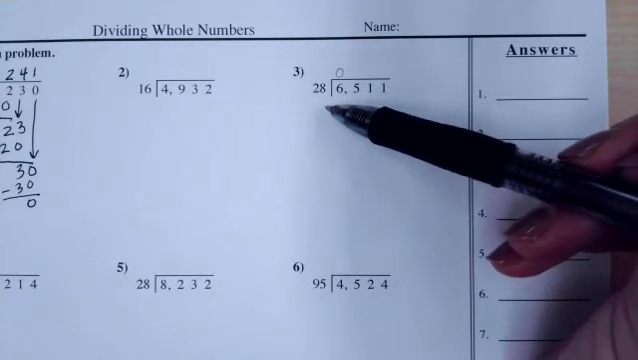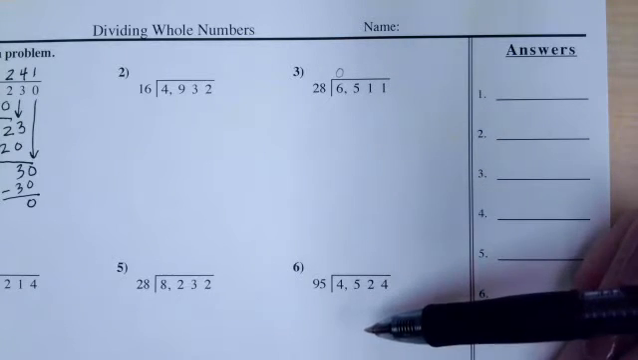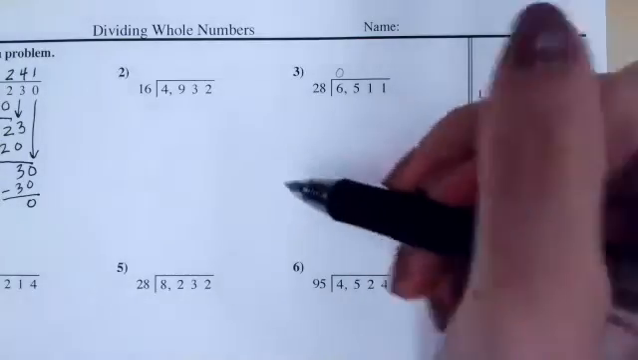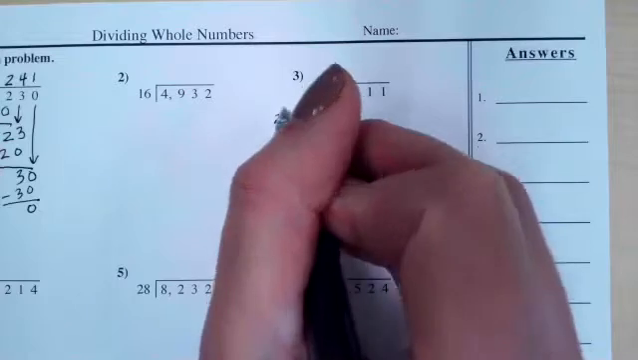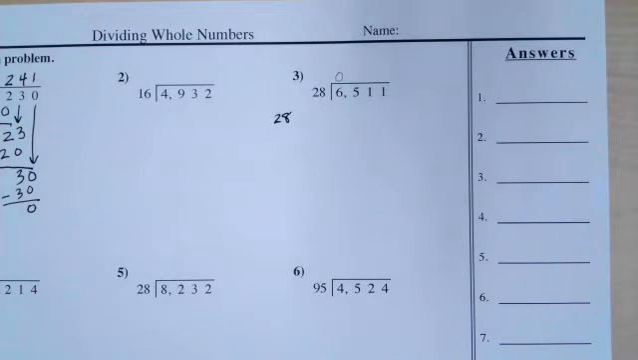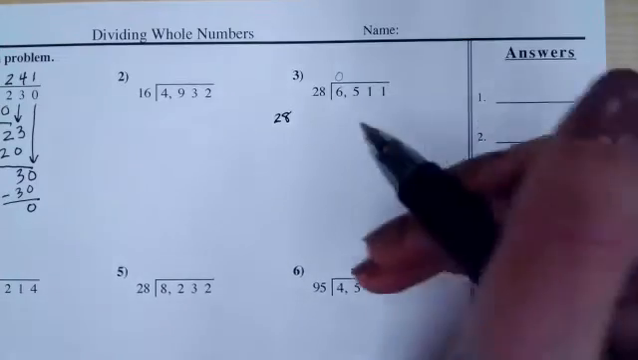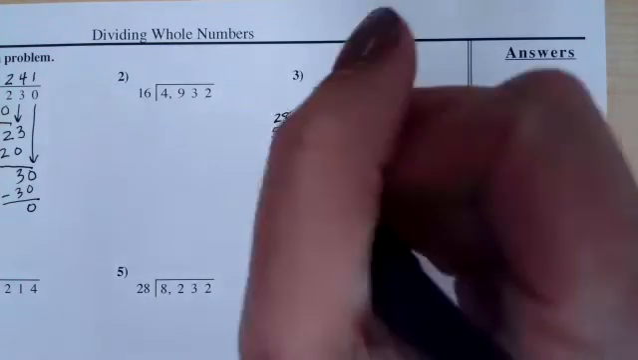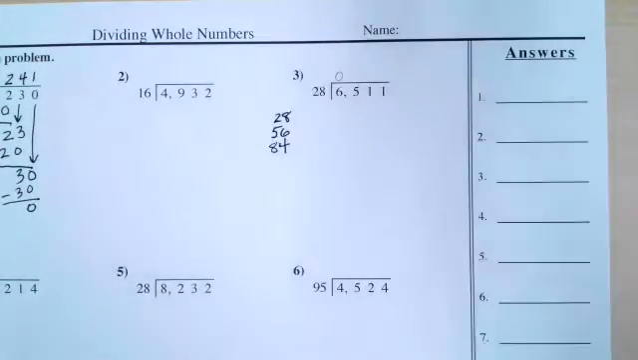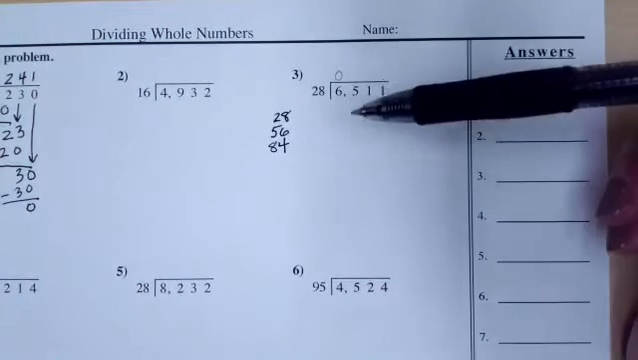So if we're making groups of 28, let's see. I like to make a little key on the side. So we have 28 times 1 is 28. 28 times 2, and this is a great thing to do with a calculator, 28 times 2, 56. 28 times 3, 84. Okay, and already I can tell, well, I have only 65.